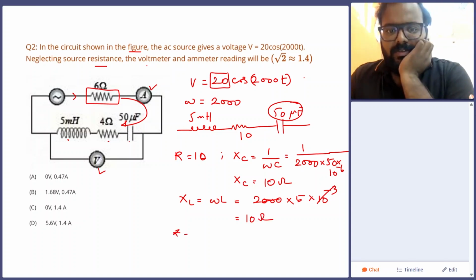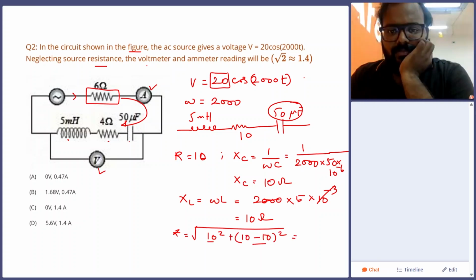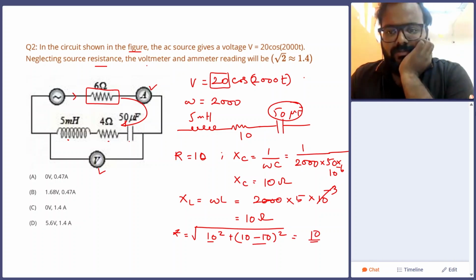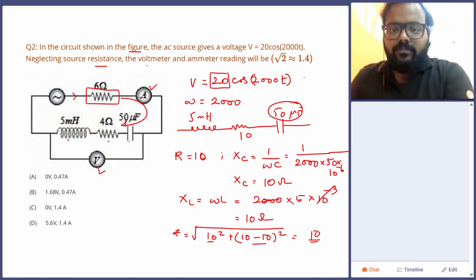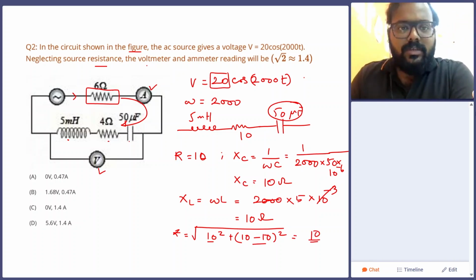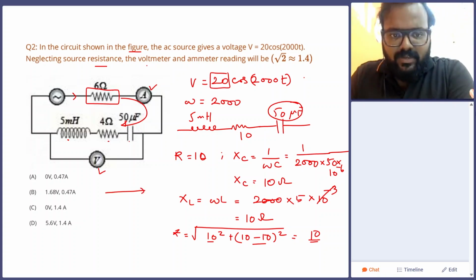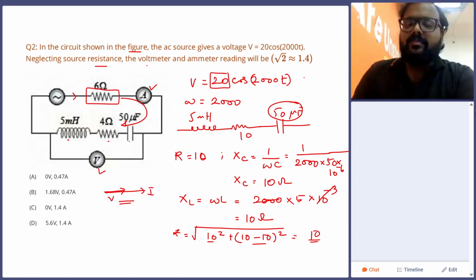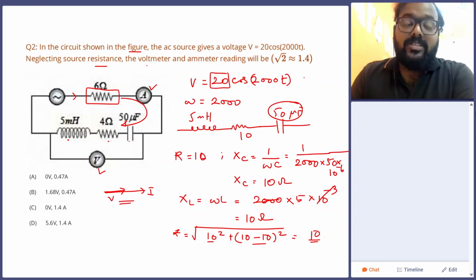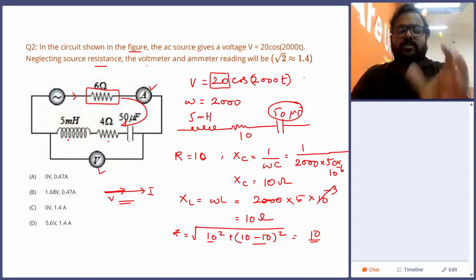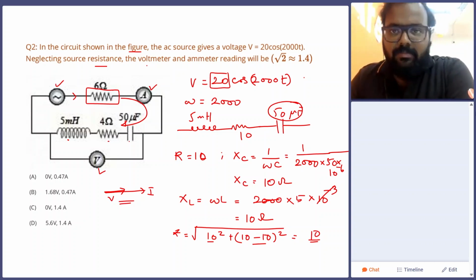So what is the impedance? Impedance would be root over 10 square plus 10 minus 10 whole square, which becomes 10 itself. Are you getting it? Here, if you take the phasor of current and the phasor of voltage, they're in the same phase. Basically we are talking about resonance here. So this particular circuit is in resonance with the supplied voltage. But that's not the point right now.